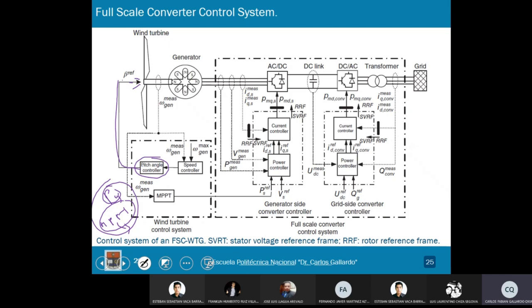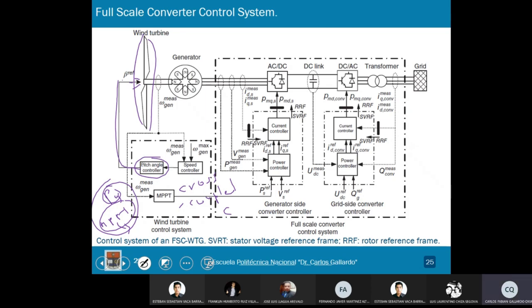This is the pitch angle. I will have here the beta reference to the pitch drive system. So I need to move the small motors in order to control the angle of the blades. I will call these two controllers cross-coupled controllers.